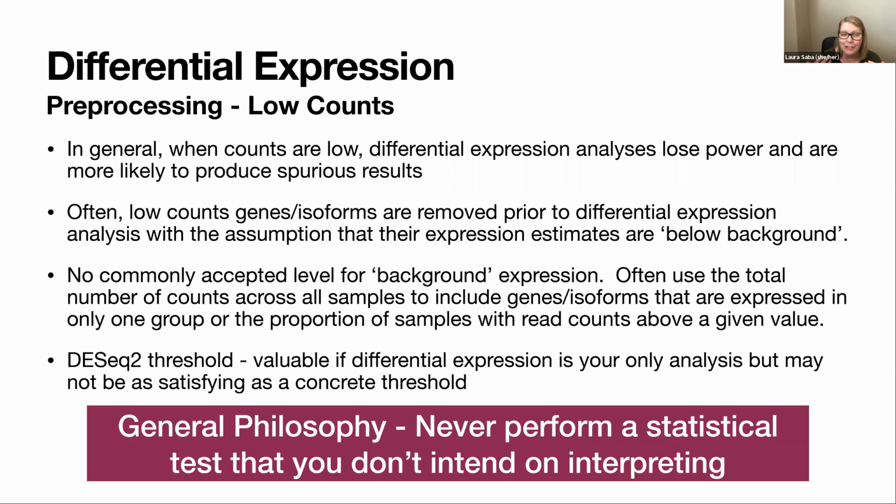Meaning that if you got a result where a gene was differentially expressed between two groups and you came out really significant, but you only had 3 reads per sample in one group and none in the other, would you really spend your time and money following that up or interpreting that? And so think about what you yourself would need to feel like these results were biologically relevant.